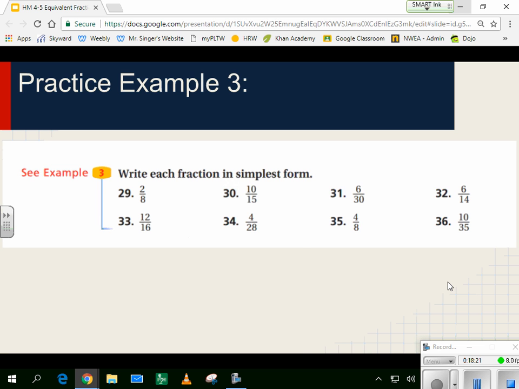I'm going to help you with 29. Remember, finding simplest form, so we've got to find the greatest common factor. The factors of 2 would be 1 and 2. So start at the top with 2 and see if it goes into both. Obviously, it's going to be dividing by 2. So 2 divided by 2 is 1. And what you do to the top, you do to the bottom. 8 divided by 2 is 4. So the simplest form of 2/8 is 1/4.